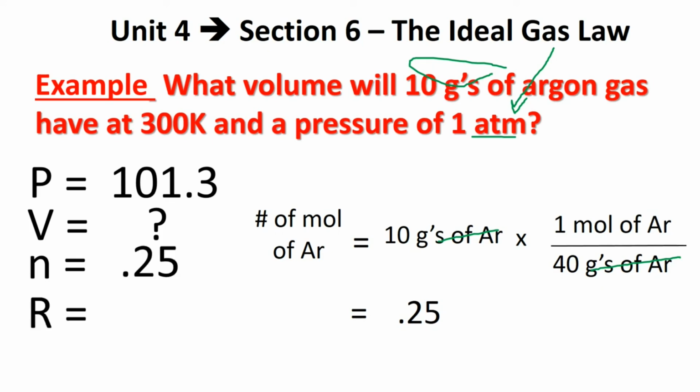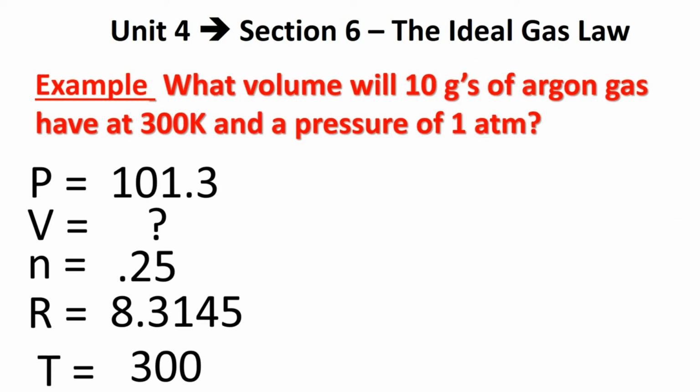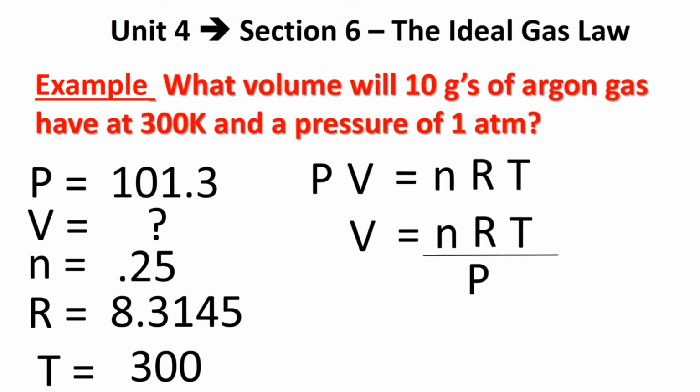So finishing off here, R, don't forget it's always 8.3145, and it has that crazy unit, but I'm not going to write it. And lastly, T for temperature, it's 300 kelvins. It's not in Celsius. If it were in Celsius, I would convert to kelvins, but it's already in kelvins, so let's just proceed. So let's write our ideal gas law. Now we're going to solve for volume, so we'll divide both sides by P. There you go.